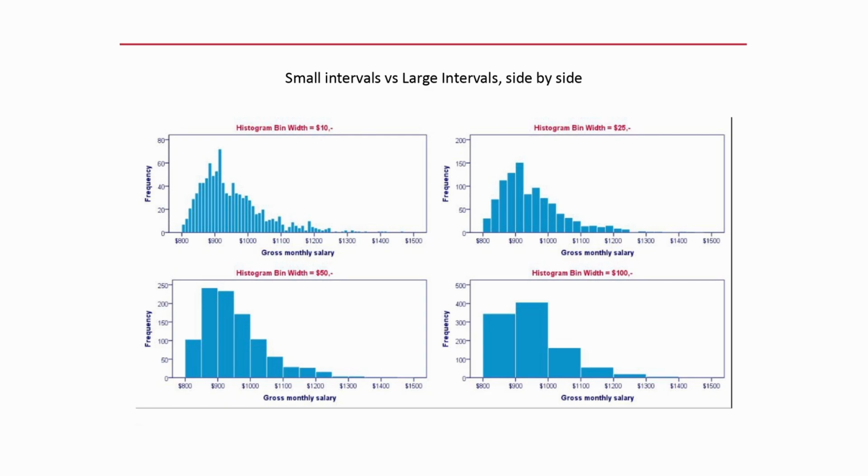Where on the bottom right is the opposite. The bin sizes are very big, so you don't have that many bars, so you can't really tell much between the small changes in salaries, but it's very easy to see the big picture. The other two, the bin size of 50 and 25, are kind of happy mediums.